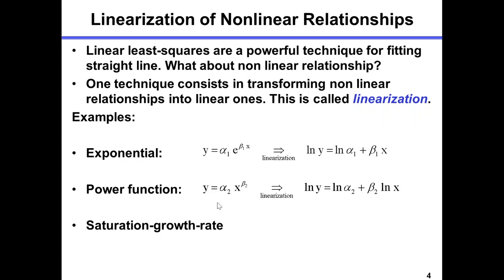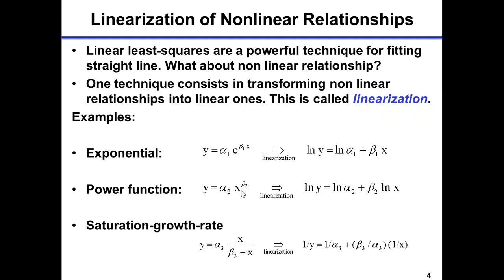Another example is the power function. Look here, when we have a power function like y equals a2, which is the coefficient, times x to the power beta 2, the parameter we are looking to find for our regression model. When we want to linearize that, again we take the natural logarithm of both sides, and you can see that the result is the natural logarithm of y equals ln of this part plus beta 2 times ln of x.